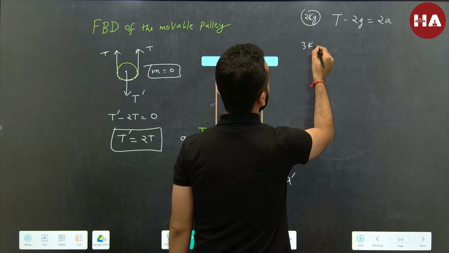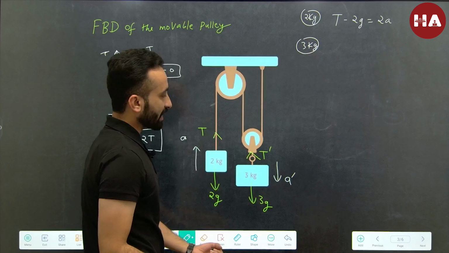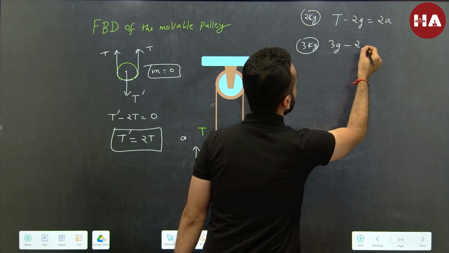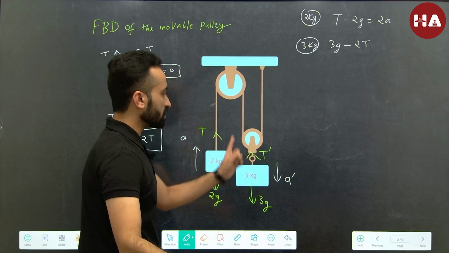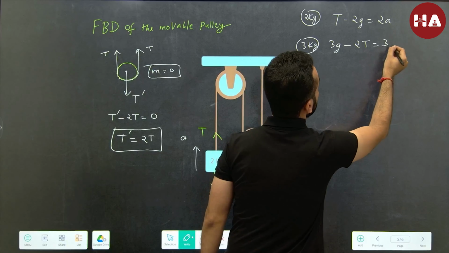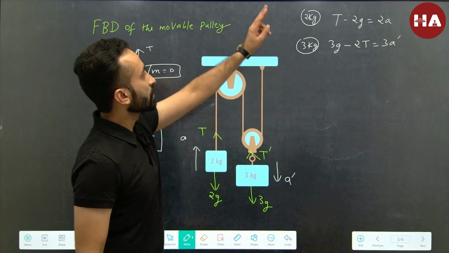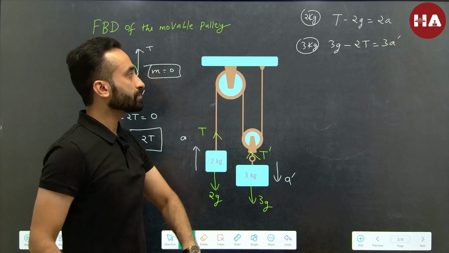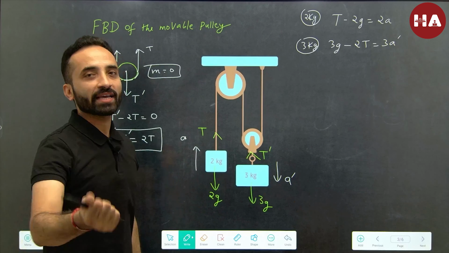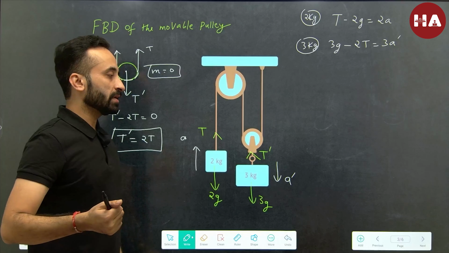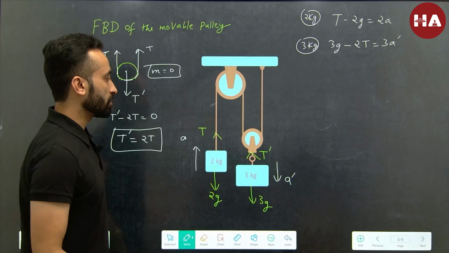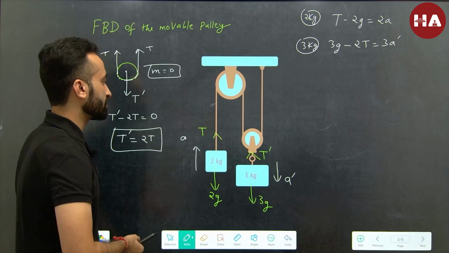Now for 3 kilogram, what is acting downwards? 3g. What is acting upwards? Can I straight away write 2T now, because T dash is 2T? So I'm straight away writing 2T is equal to 3 into a dash. Now effectively we have two equations, but there are three variables, T, a and a dash. So again we need one more equation, and who's going to rescue us? The answer is constraint relationship.